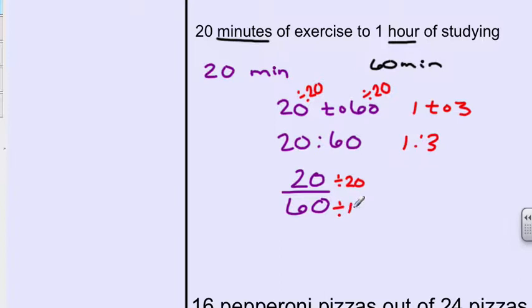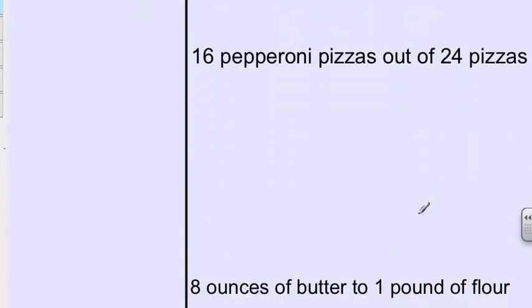And as a fraction, you've been reducing fractions for a long time now, so this should not be shocking to you. So this would be divided by 20, and my final answer is going to be 1 over 3.